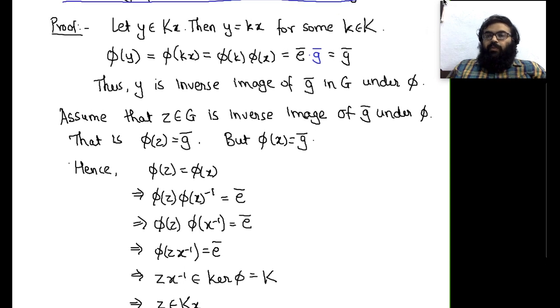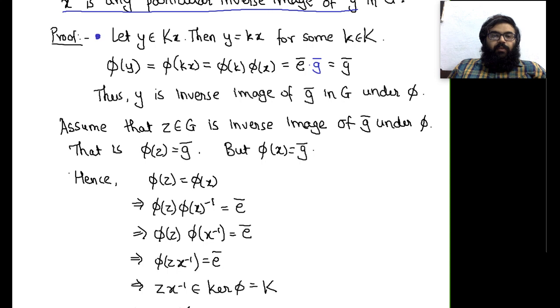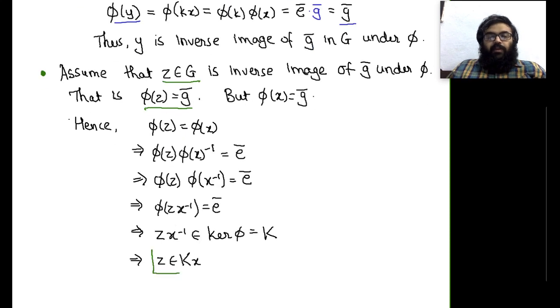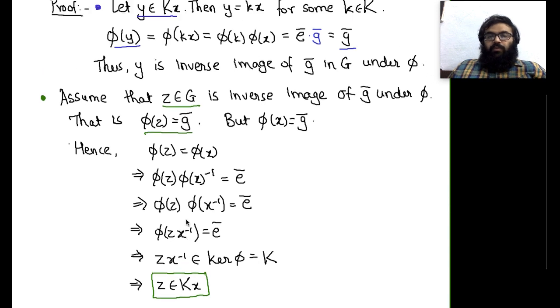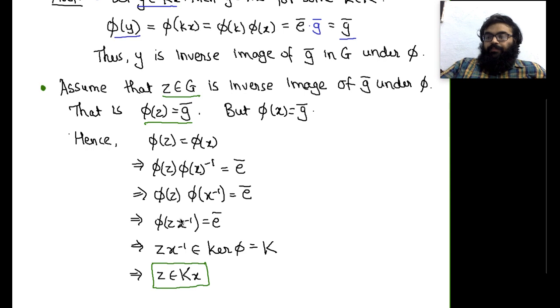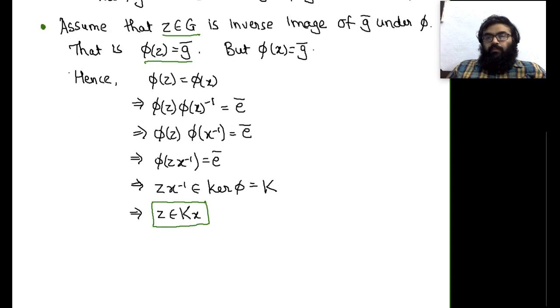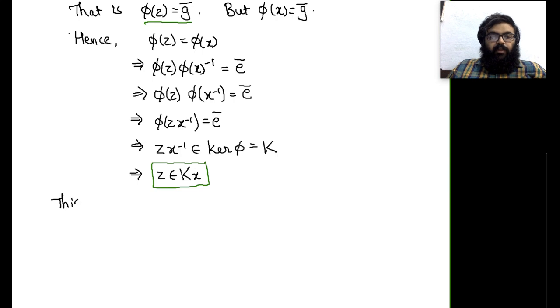So these are the two things we have done. What are the two things? First, this one, y belongs to kx, and what we have seen is phi of y equals to g bar. That is the first thing, and this is the second thing. You take any z in G such that phi of z equals to g bar, that is z is inverse image of g bar. Then what we have obtained here is z belongs to kx. Right? So this completes the proof of the lemma. I hope this is clear to you. You can repeat it, and if you have doubt, you can ask. We already discussed this in the last class.